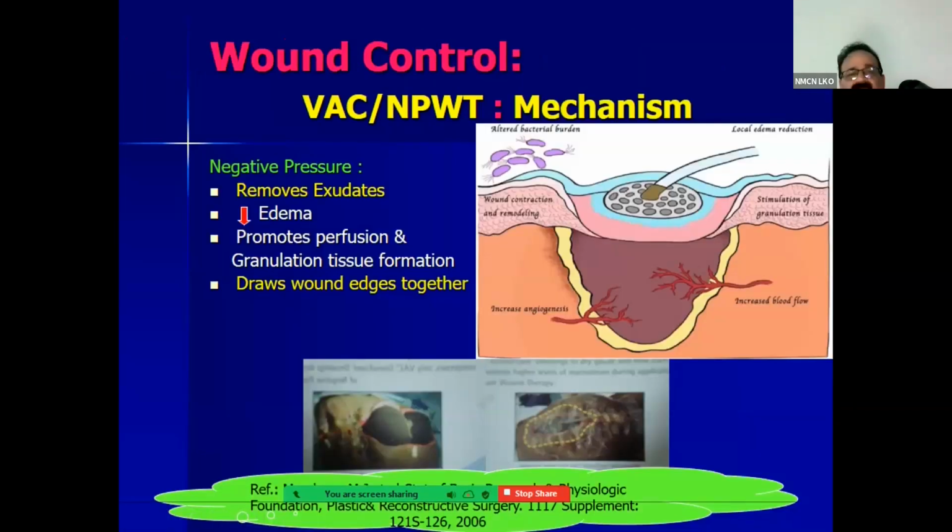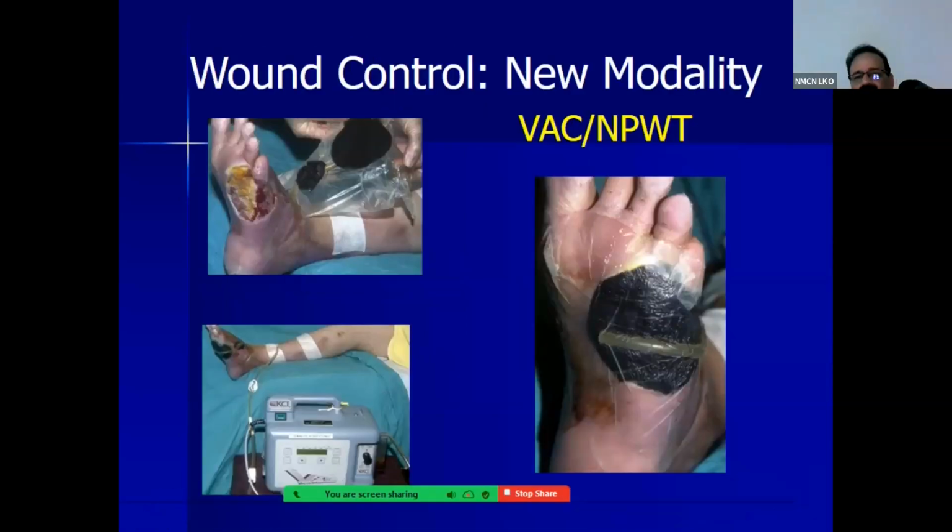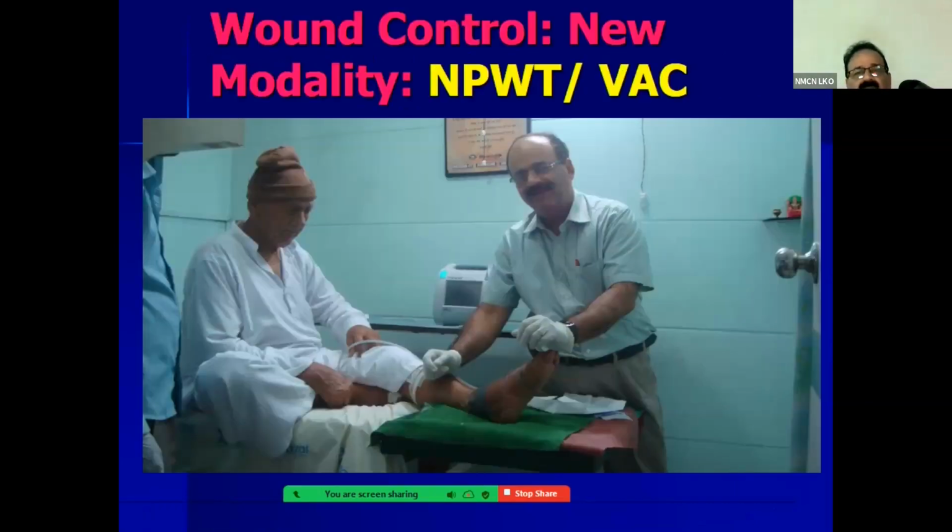So the mechanism of the VAC is it removes the exudate, it aspirates it, that's why it reduces edema, promotes the perfusion because there is an increased granulation tissue formation, and it draws the wound edges also together. You can see in the abdominal wound, the VAC has reduced the size of the wound, so that also helps in early healing of the wound. This is how the VAC is applied. This is a wound, then the foam is put, and then the tubing is attached through the machine, and that is how it is used.